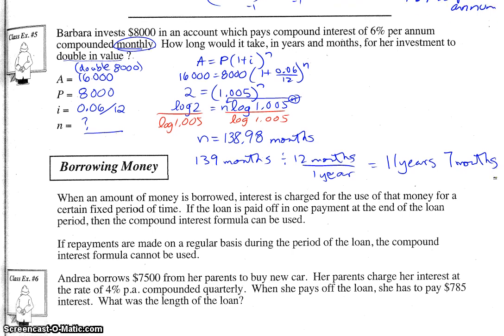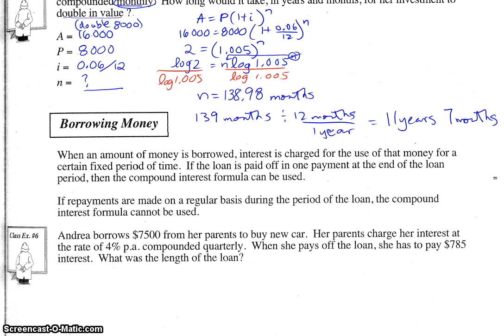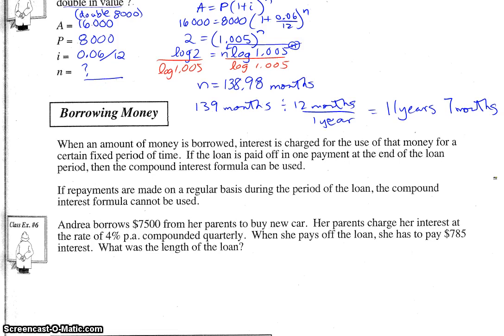We'll take a quick look at example 6. Okay, borrowing money. So you can use this equation as well for borrowing money as long as you only pay the loan off at the end of the loan and not making regular payments. You can use the formula. I want you to try it, see if you can get an answer, and we'll check back and see if we have the same thing.